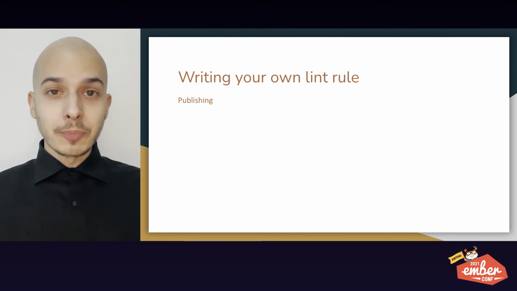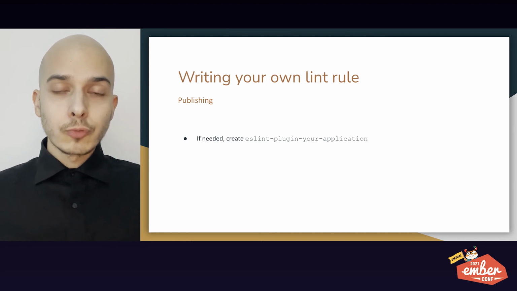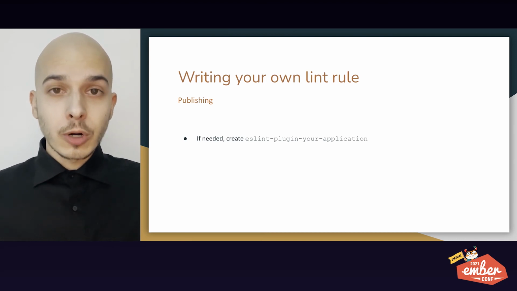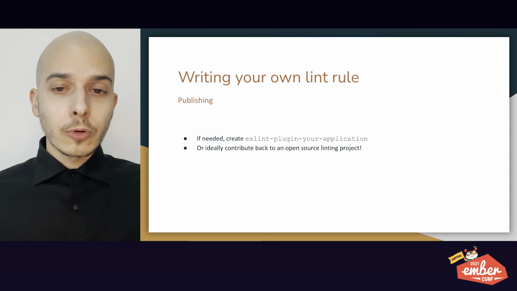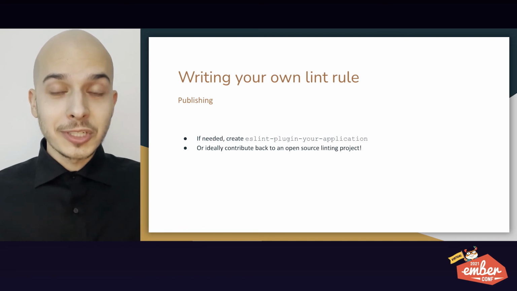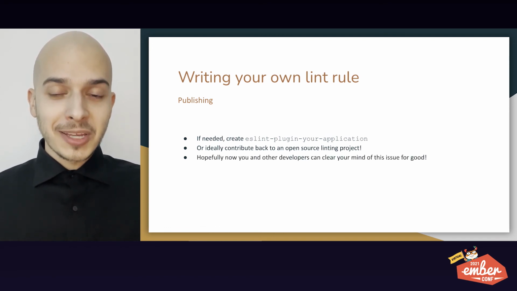Now we can decide where to publish the new lint rule. If this rule was for some reason specific to our own code base, application, or company, we could create our own linting plugin for it. But ideally, for a generic lint rule like the one we've just written, we can contribute this back to an open source linting project. That way we can all clear our minds of this issue for good and get back to shipping our application.